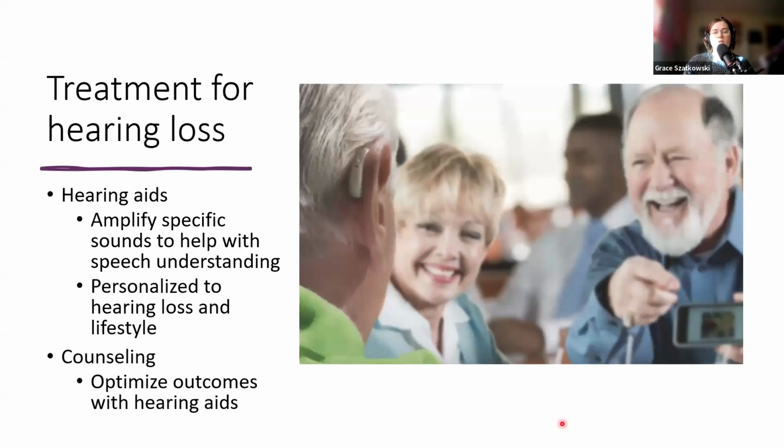All right, so now we're going to spend the rest of the presentation talking about the most common form of treatment for hearing loss, which is hearing aids. A general overview, as you may be familiar: hearing aids are useful to amplify, or make louder, specific sounds based on your hearing loss to help you understand speech better. They tend to be personalized based on your hearing loss, with some added benefits to shape based on your lifestyle.